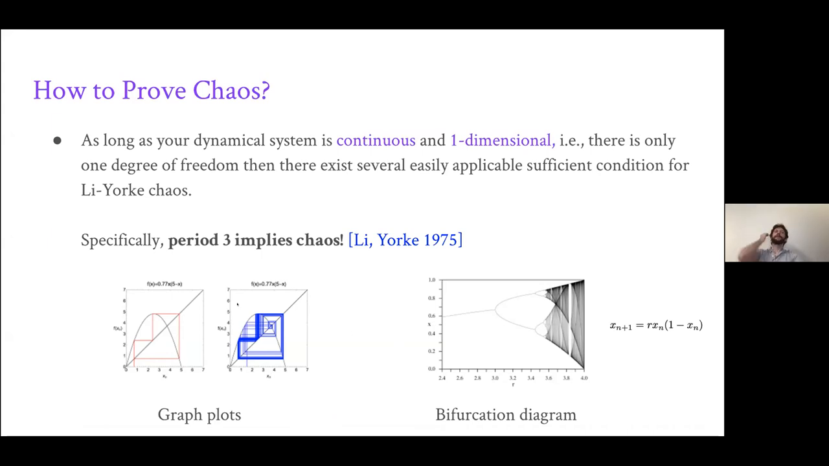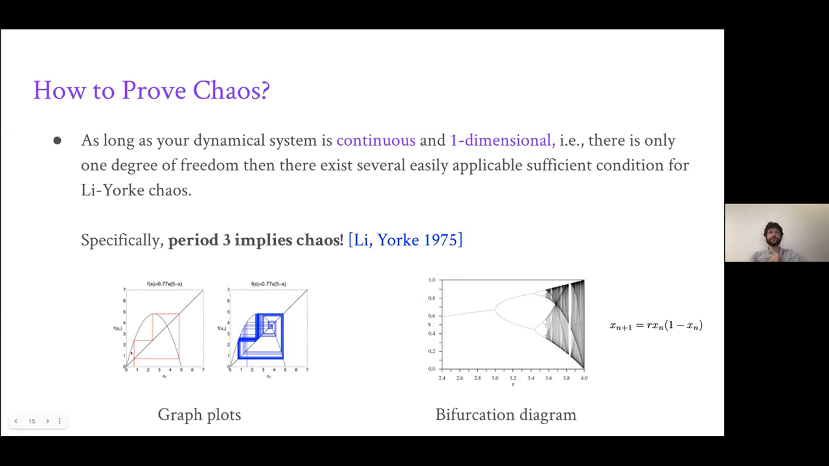And if you have to remember one thing about chaos, it is the following. If you have a dynamical system, which is effectively just a function, and your function that describes the base dynamics is continuous and one dimensional, then if your function has a period three, then you can show that its trajectories exhibit this kind of chaotic behavior.